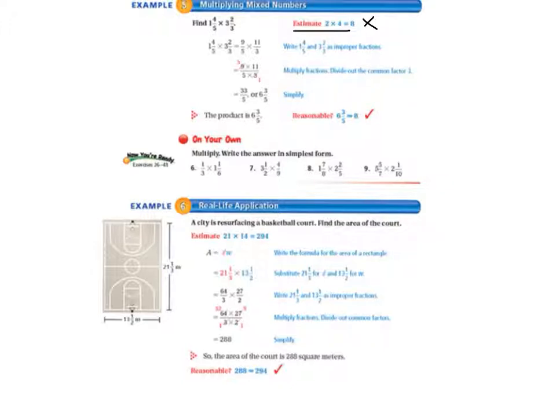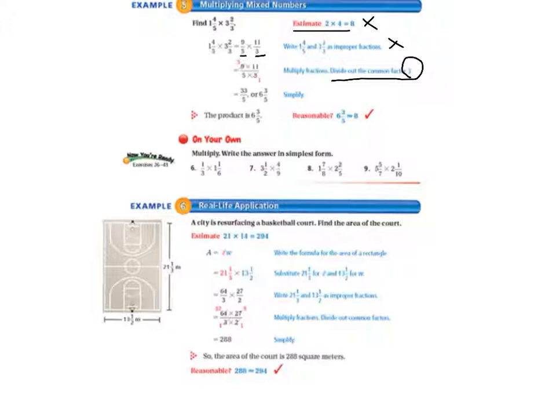And then we change both of our mixed numbers into improper fractions. So 1 4/5 becomes 9/5. 3 2/3 becomes 11/3. And then we are going to multiply our fractions, and we're going to divide out the common factor 3. So we see that 9 and 3 are common factors. So 3 goes into 9 3 times. So 3 goes into itself 1 time, so it becomes a 1, goes into 9 3 times, so it becomes a 3 on the top. The 9 becomes a 3.